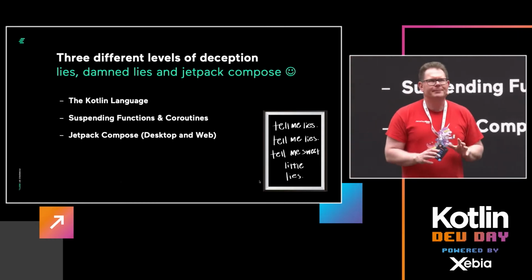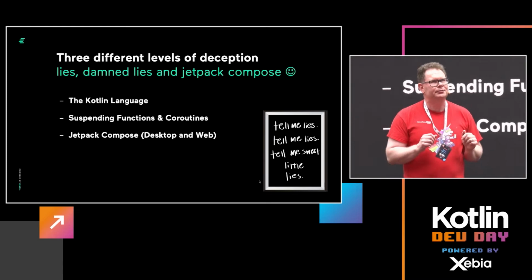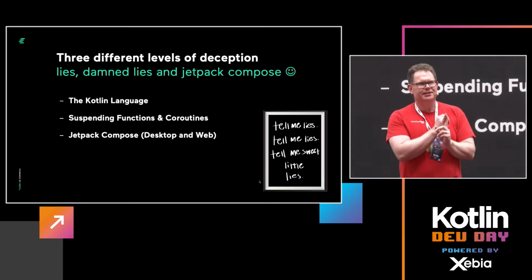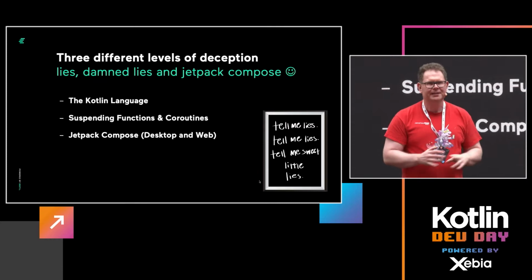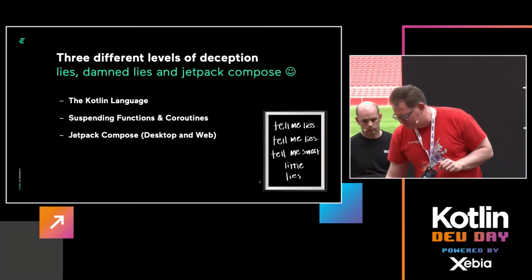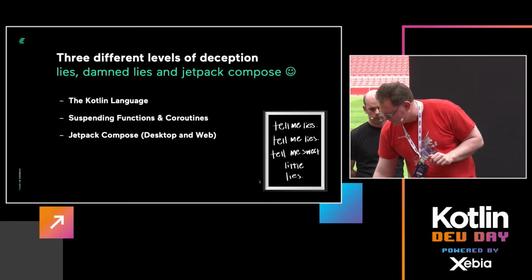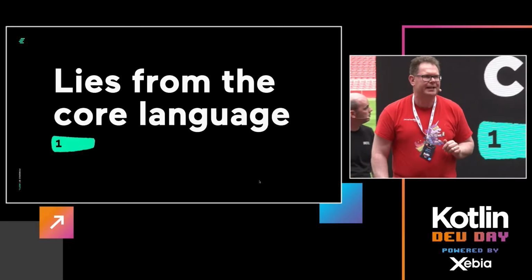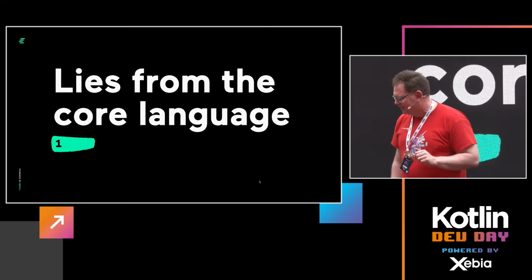We're going to be looking at three kinds of lies that get told to you in Kotlin. Number one, the easy stuff, lies within the core language. I'm sure a lot of you will have seen at least some of these before. Then lies told within suspending functions. And then finally, lies told within Jetpack Compose. Okay, so let's make a start.